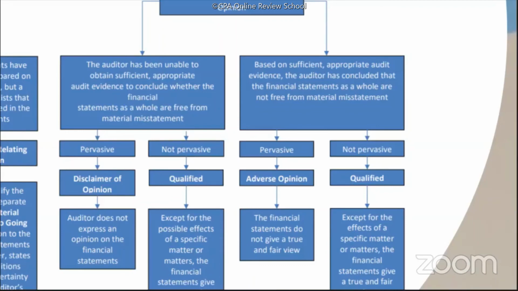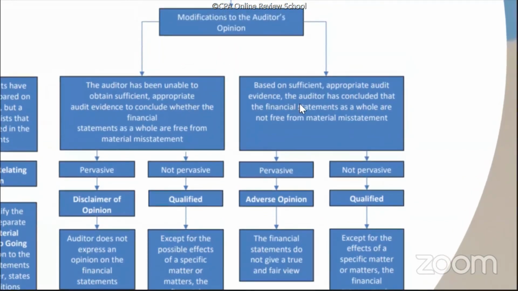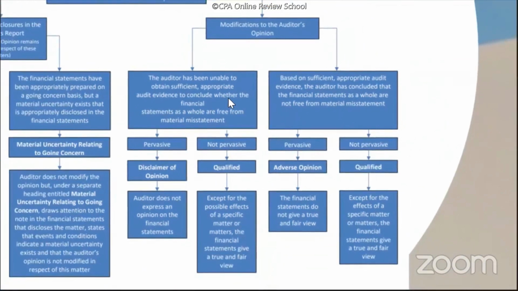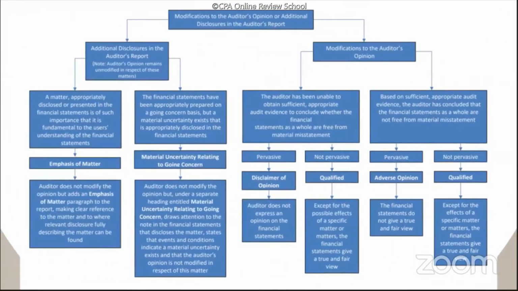So again, if you can support, so ang kaibahan lang niya dito guys para mapadali mo is meron kang support na pervasive yung impact and not pervasive yung impact. Kapag pervasive, adverse. Kapag not pervasive, you qualify. Okay? And then from there, meron kang sufficient evidence, sufficient appropriate evidence. Kapag wala ka naman, you did not obtain or unable to obtain sufficient appropriate evidence, either you disclaim or you qualify. Okay? So yes, so that's the impact of the COVID-19 in the auditor's opinion.